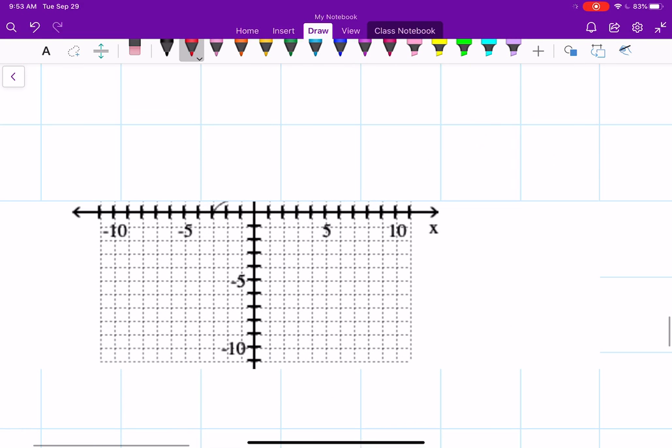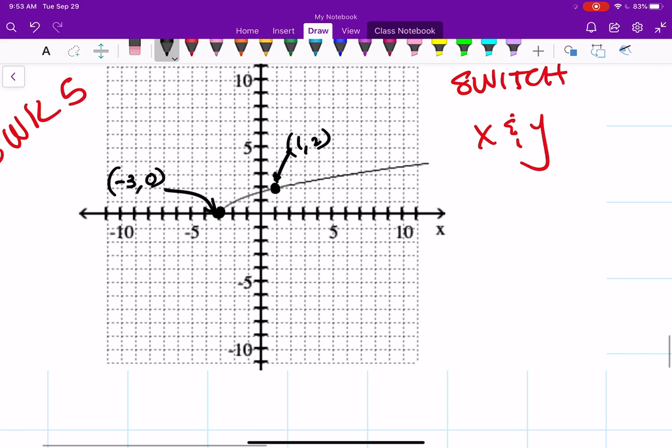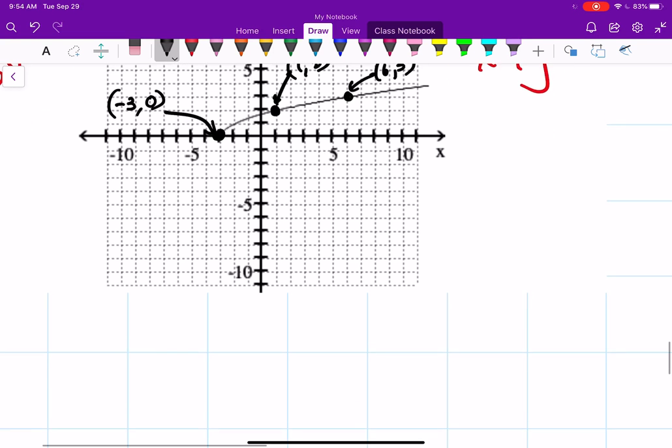So what am I going to do? I'm going to zoom in and look for some points here. Right here I have -3, 0. This looks good, this is 1, 2. And let's get one more point. I think this is a good point right here. This is 6, 3, right?